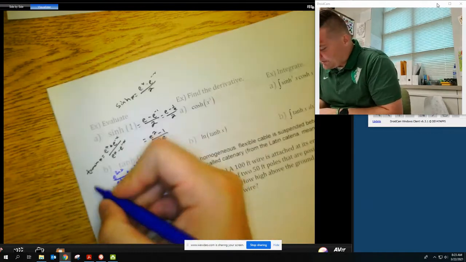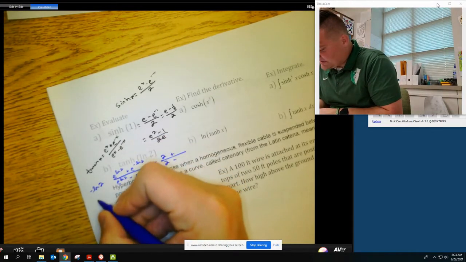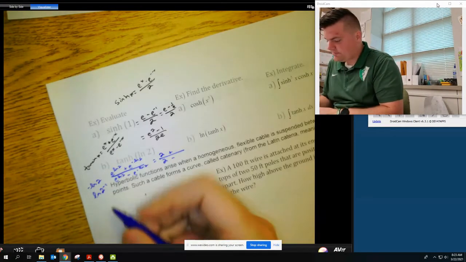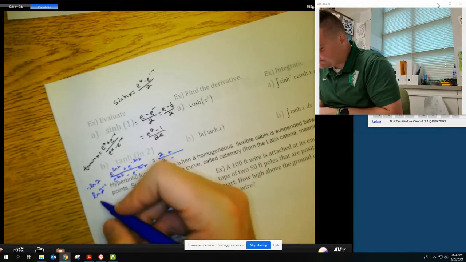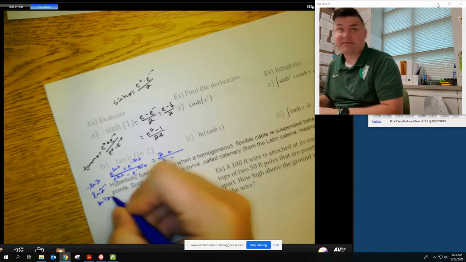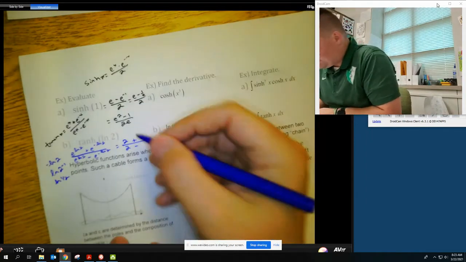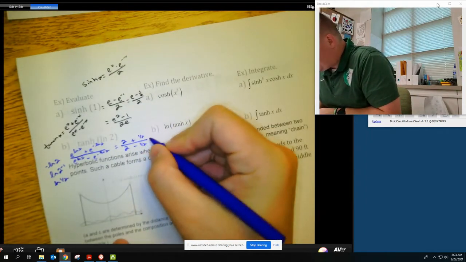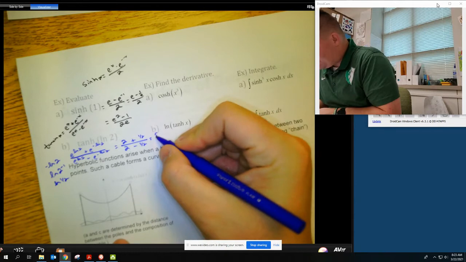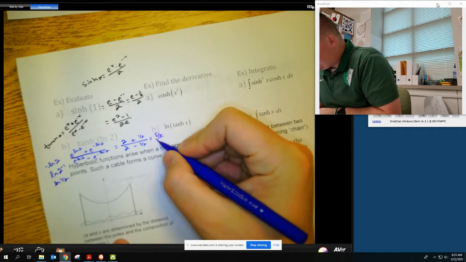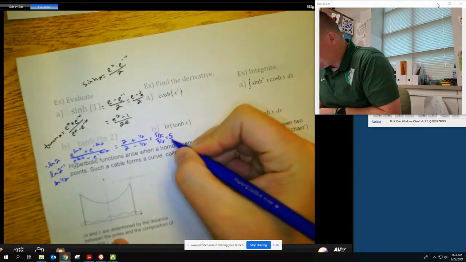Now, real quickly, negative ln of 2 is the same thing as ln of 2 to the negative 1, which is the same thing as ln of 1/2. So this is going to be plus 1/2 and minus 1/2. So it's going to give me 3/2 over 5/2, which is 3/5.